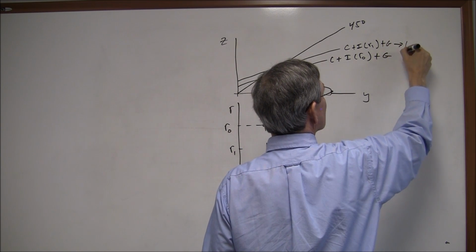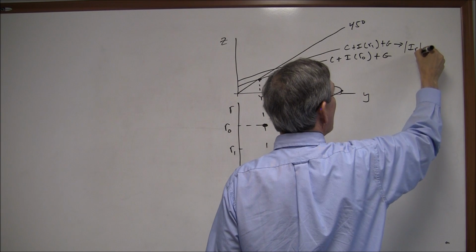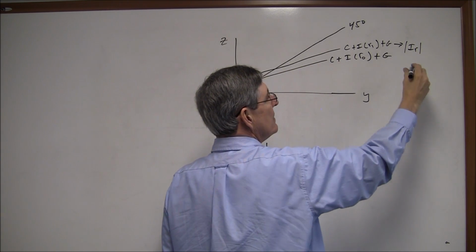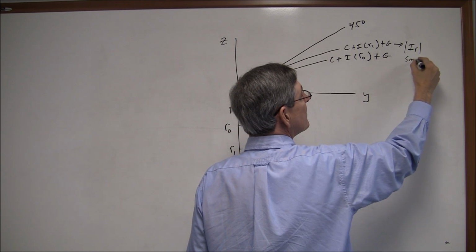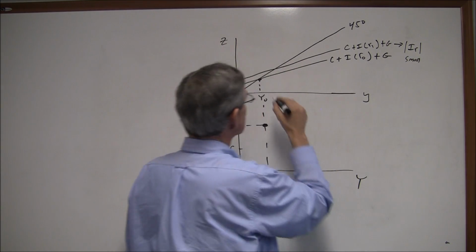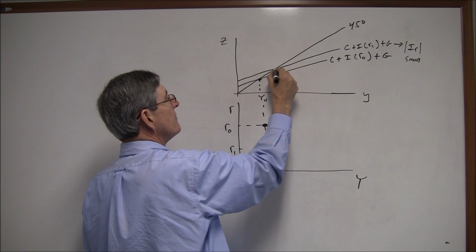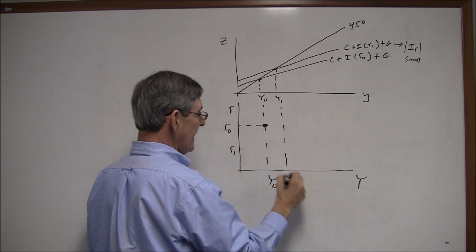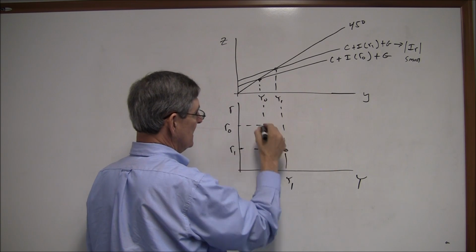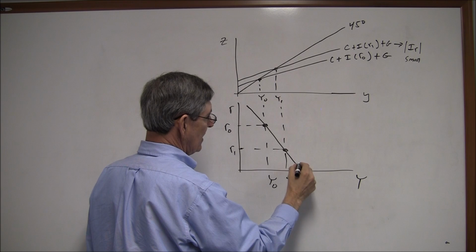And this is for, I'm going to use absolute value because it's a negative number, and I'm talking about the magnitude, I of R is small. So it doesn't shift up very far. So in that case, our IS curve would look like that.